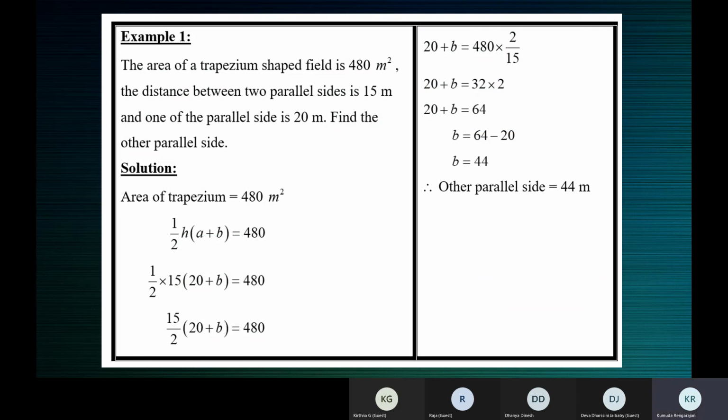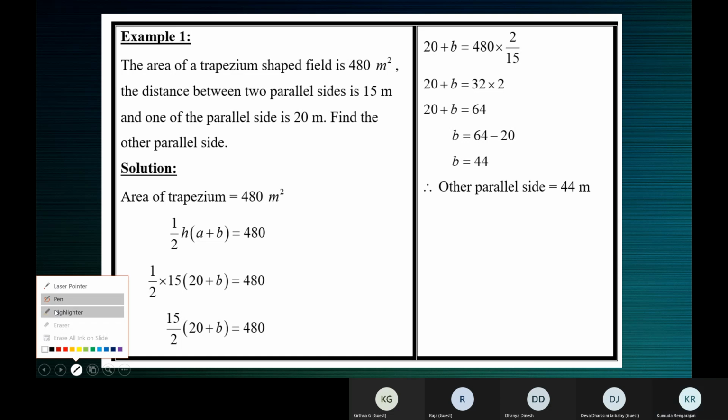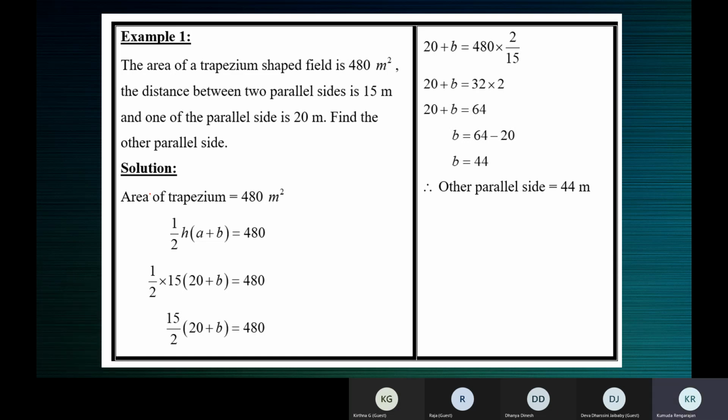Now in this question, the area of the trapezium is given to be 480 meters square. That means half H into A plus B is equal to 480. This is the formula to find the area, and that is equal to 480.